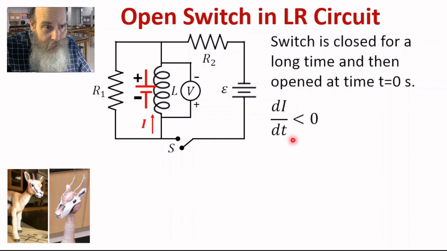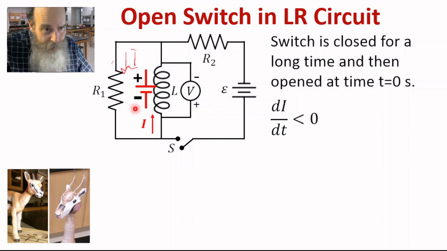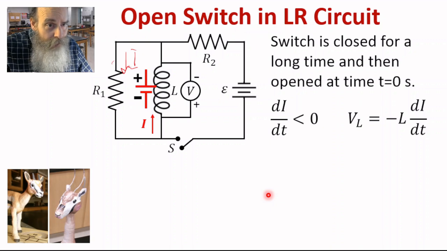And di/dt is less than 0. So the current is going to flow now up through the inductor and then down through resistor R1 like this. It won't go into resistor R2 or the battery. It's just going to go in a loop like this. So that's going to be the loop for the current. And di/dt is less than 0. And VL is negative L di/dt, and I've taken a negative sign here so that VL will be a positive number.